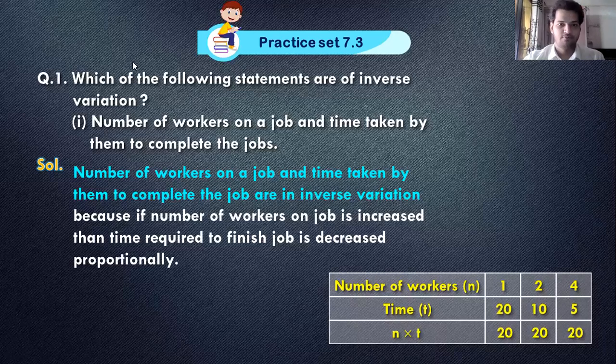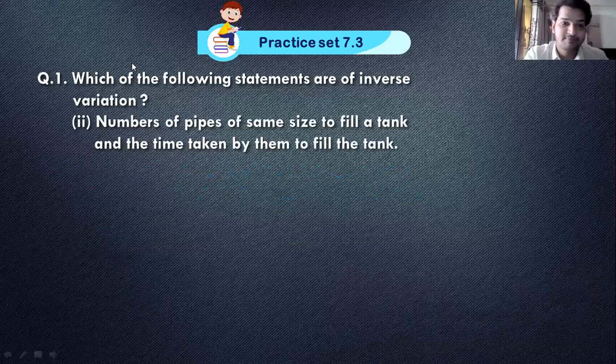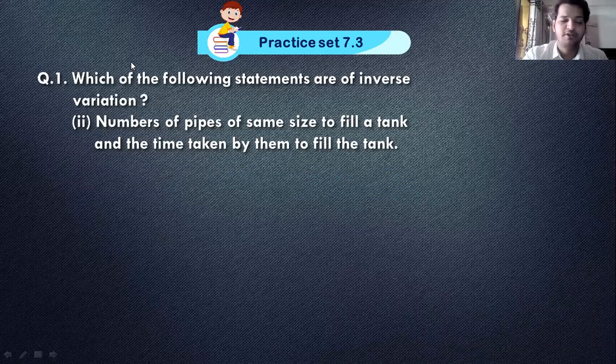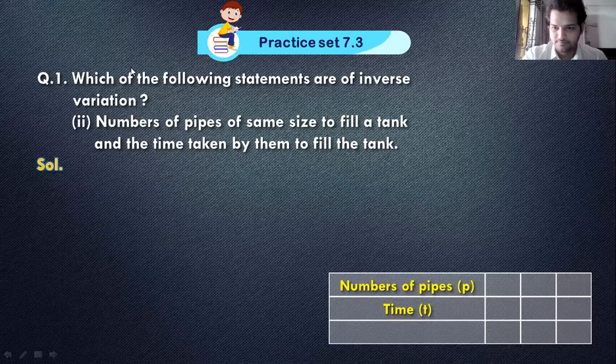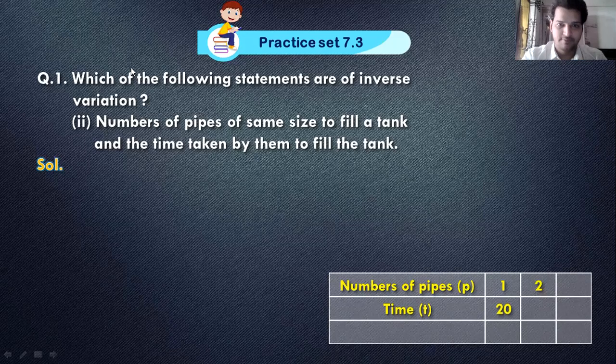Correct. Now, practice set 3.7.3. Sorry, question number 1. Which of the following statements are of inverse variation? Number of pipes of the same size to fill a tank and the time taken by them to fill the tank. So let us understand. If we have one pipe and it takes 20 minutes to fill the tank, okay. Now, if you have two pipes, the time taken to fill the tank will become how much? Correct. It will become 10 minutes.